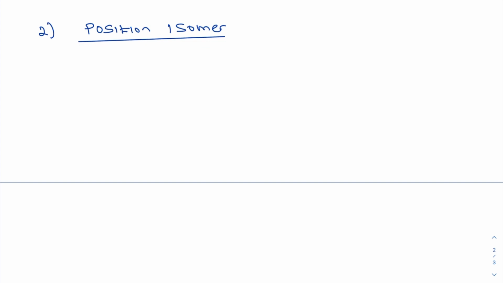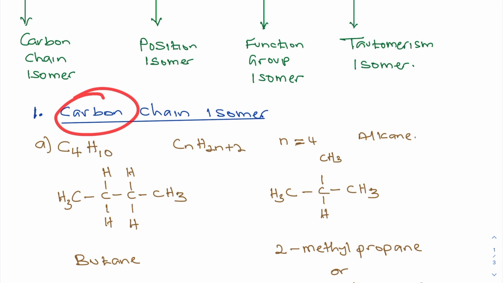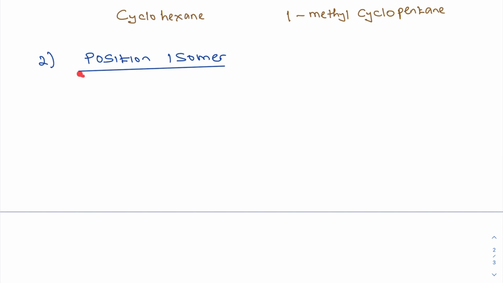So we have just done the carbon chain isomers. It says only carbon chain isomers. So that's our carbon chain isomers. Now we're going to do the second one, which is position isomers. Again, it's indicating the position of a substituent.